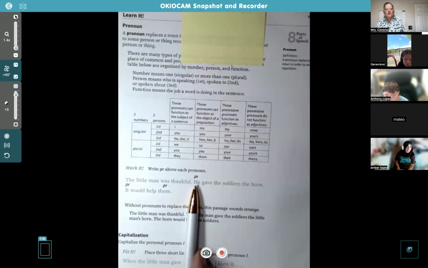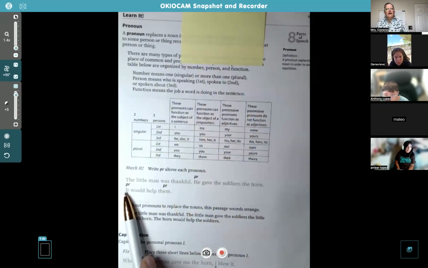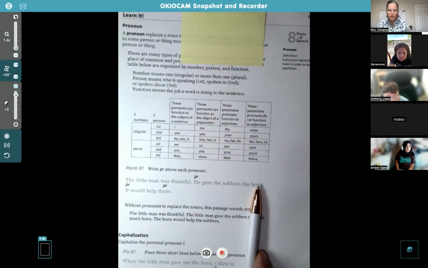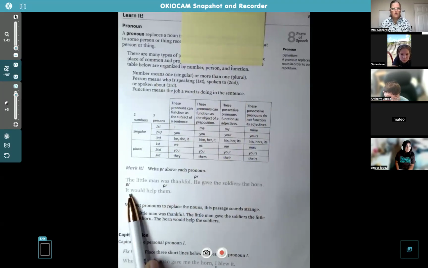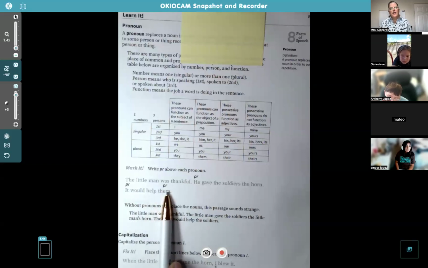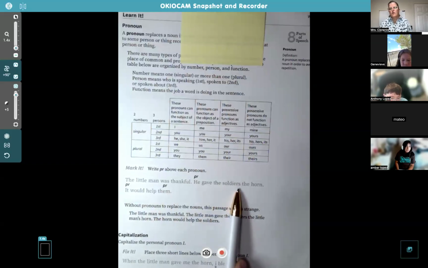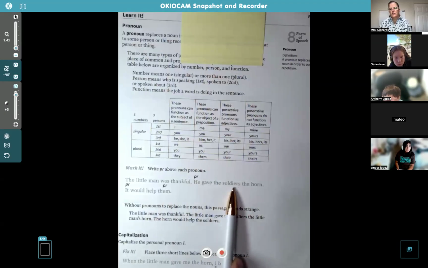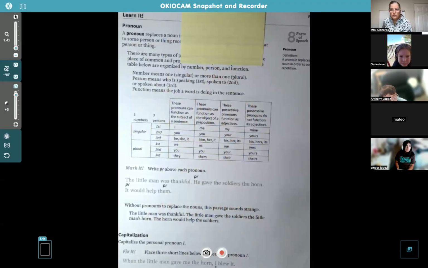And then it, yeah, that's right. It's the dwarf. And it is talking about the horn. A horn is not a boy or a girl, right? So we use the pronoun it for that. And them is talking about the soldiers. There's more than one. See, the S at the end of soldiers tells me there's more than one soldier.